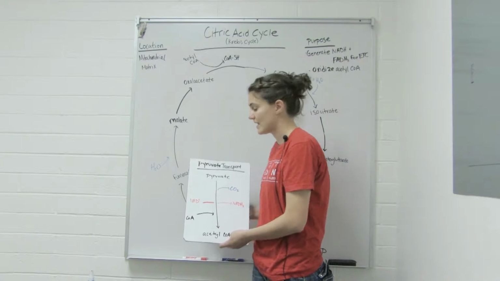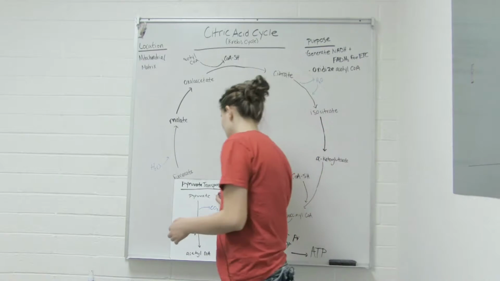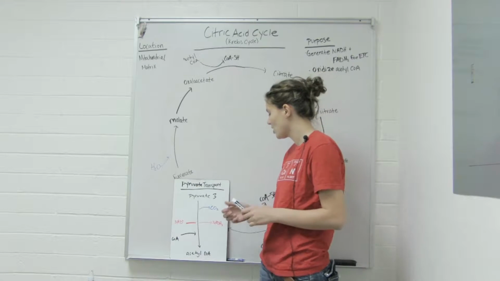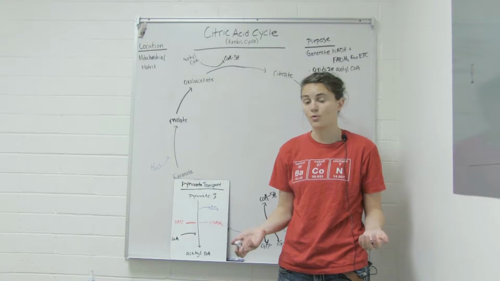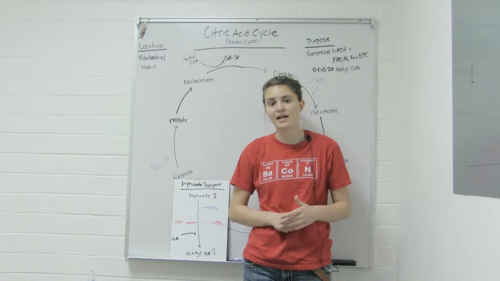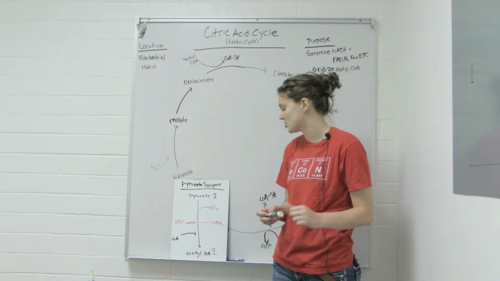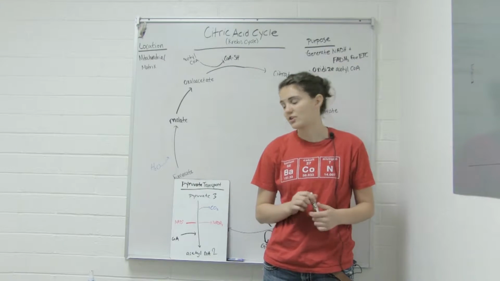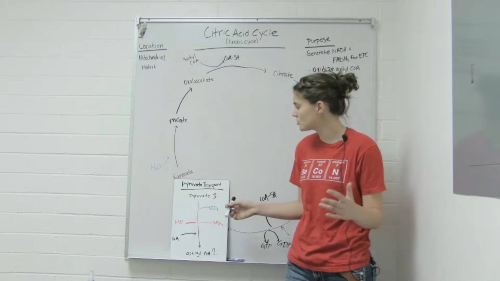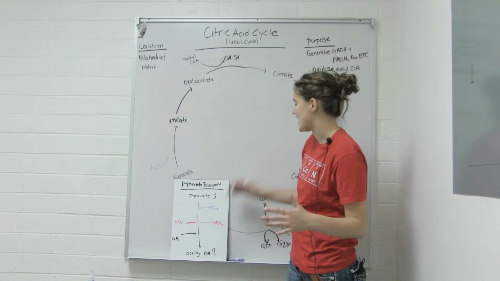Pyruvate is a 3-carbon molecule, if we remember, because we took glucose and essentially broke it into 2 molecules. So when we lose this CO2, our acetyl-CoA at the end is going to be a 2-carbon molecule. Then we also take our coenzyme NAD+ and reduce it to NADH2 by stripping this pyruvate of electrons. The last thing we do is add a coenzyme A onto the molecule. Then this acetyl-CoA is the substrate that is going to enter the citric acid cycle.